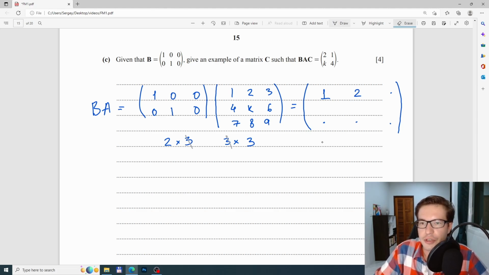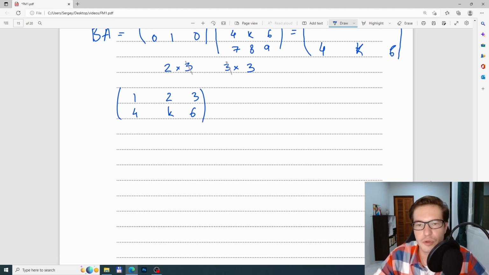And so on and so forth. I will have to try to get the next element. 1 times 3 is 3, the rest is 0, so we get 3. And so on and so forth, so I got 4, k, and 6. Okay, so that's B times A. Now, 1, 2, 3, 4, k, and 6 times something must result in 2, 1, 4, k.